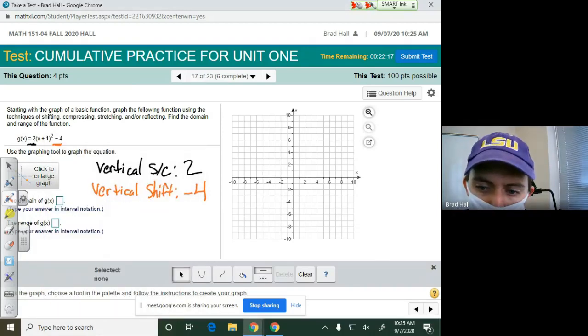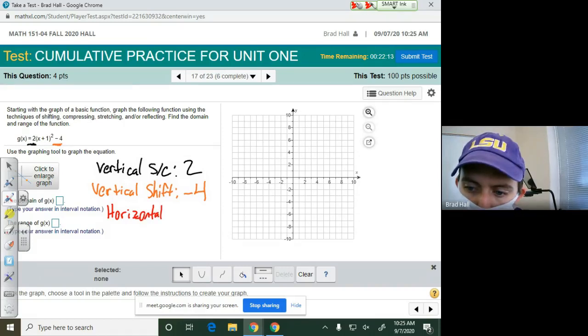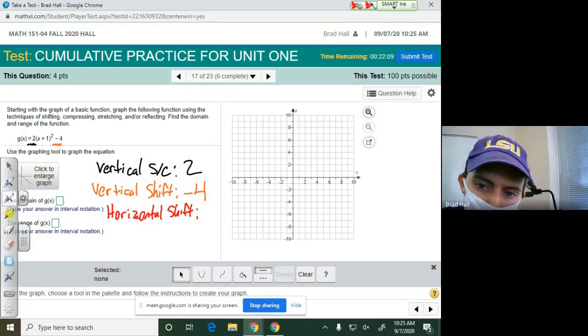And then finally, there's the horizontal shift, which is whenever we add or subtract to the x variable directly. So it's x plus 1. So naturally, we want to go opposite of this operation.